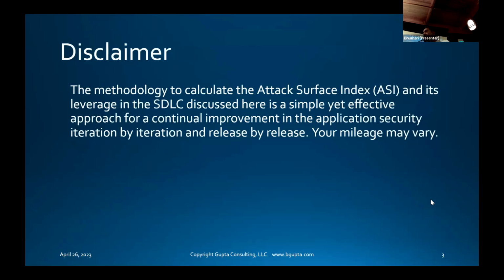Now, what I'm presenting here is my thinking, my thoughts, and the theory I will apply, and your mileage may vary. There are some things here which you need to be mindful of, and I'll talk about that.